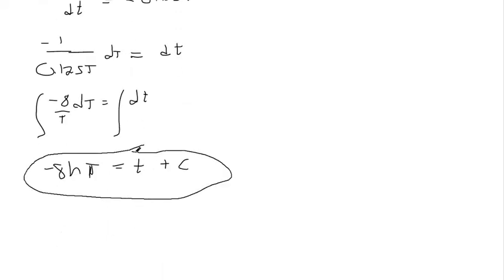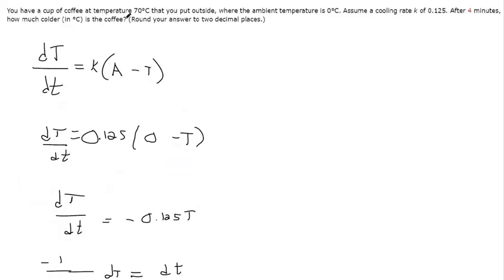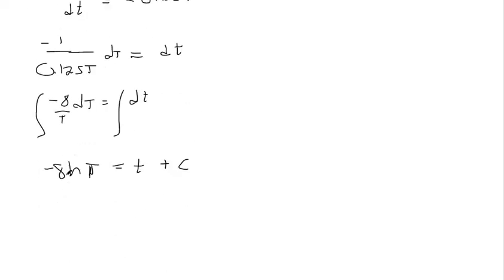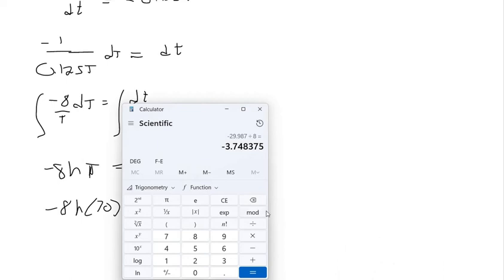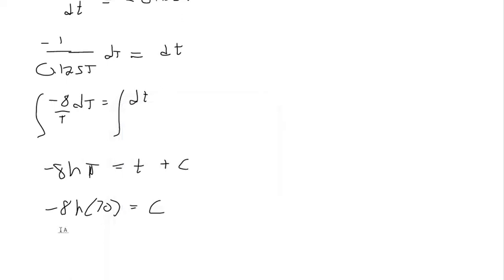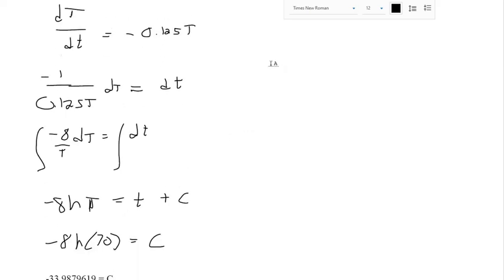So at this point, we want to figure out what the constant c is, so we can plug in this initial value information that capital T is 70 when lowercase t is 0. So this is negative 8 natural log 70 equals 0 plus c. So we can figure out what c is by doing 70 natural log times 8. So it's negative 33.9 blah blah blah. And so now that we know what capital C is, we've got a complete equation.